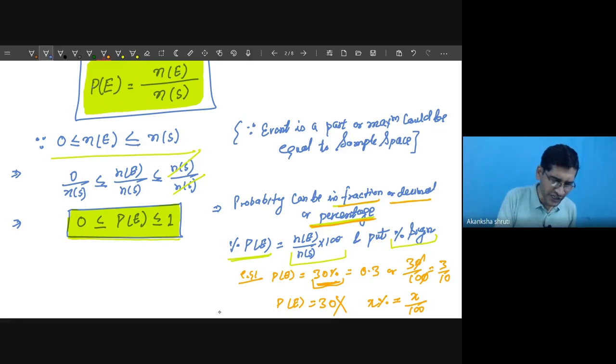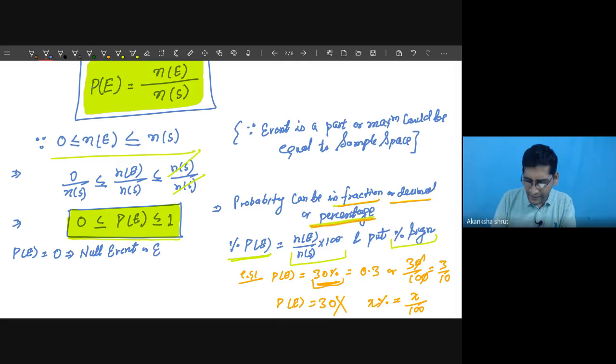Now, a few more things we have to keep in mind. The probability of an event could be 0, and such an event whose probability is 0 is called a null event, or phi, or empty event. Like the probability of getting 8 during the throw of a die. That is a null event. The probability of the sun rising in the west. Is it possible at any cost? No. That is a null event. So events whose probability is 0 are called null events.